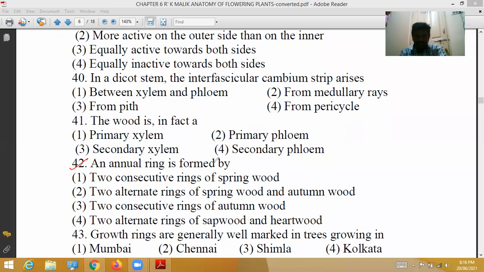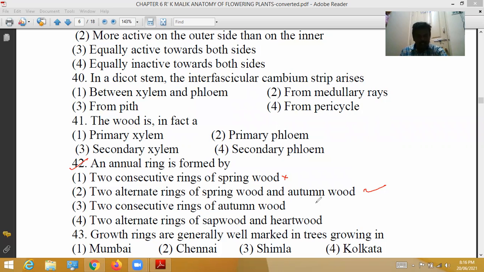Question: an annual ring is formed by which of these? Two consecutive rings of spring wood, or two alternate rings of spring wood and autumn wood? Yes, it is. So in a year, one is spring wood and another is autumn wood. Spring wood and autumn wood, these two are collectively called annual rings. So the second option is correct.